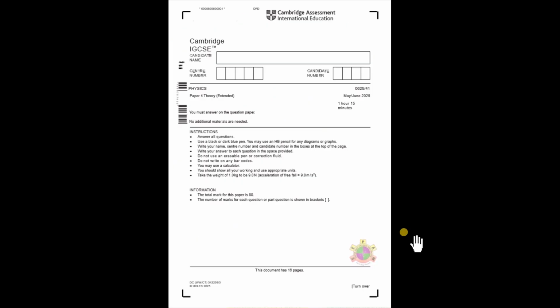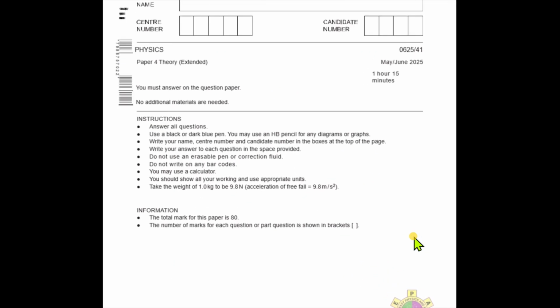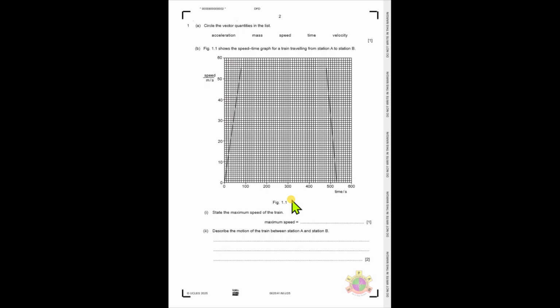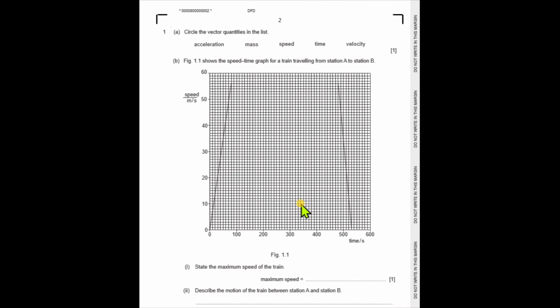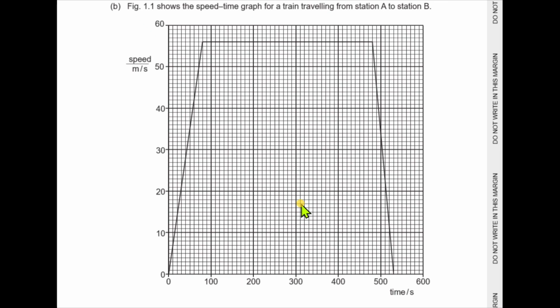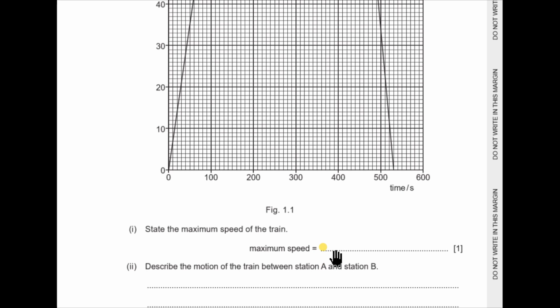So let's see the duration, if you can see here. The major thing here, we are expected to use 9.8 as the acceleration due to gravity. So let's look at question 1. Just look at the full detail about the question. In this question, it had to do with vector quantity, and then you have the velocity time graph. You are expected to find the maximum speed of the train, then describe the motion of the train from station A to B.